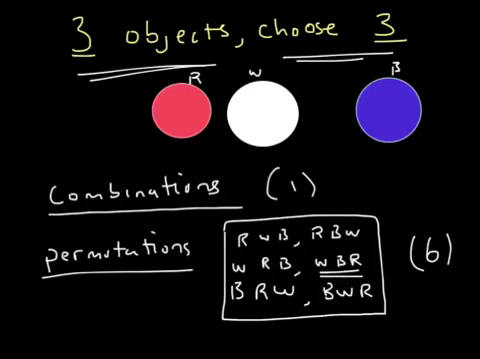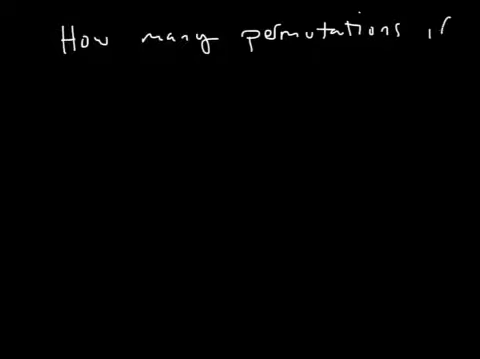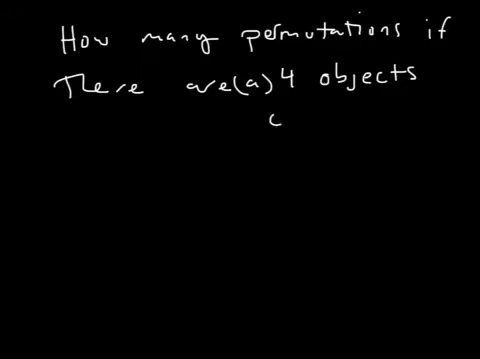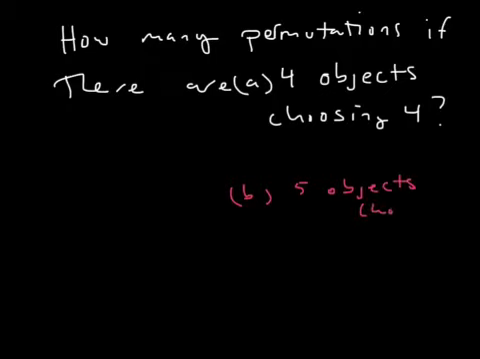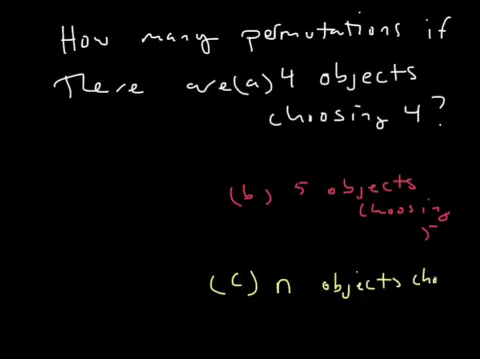Okay, so what I would like you to do, just to extend this a little bit farther, is this: how many permutations if there are 4 objects choosing 4, and what if instead of 4 objects, there are 5 objects choosing 5, and what if instead of 5 objects, let's make this a little bit harder, n objects choosing n.